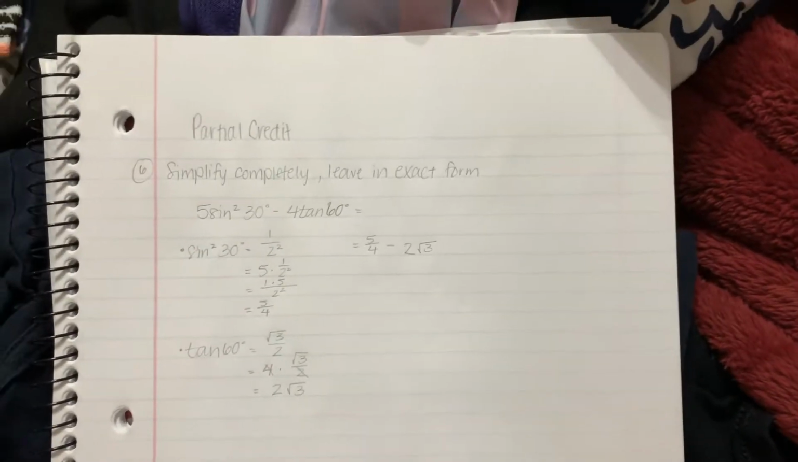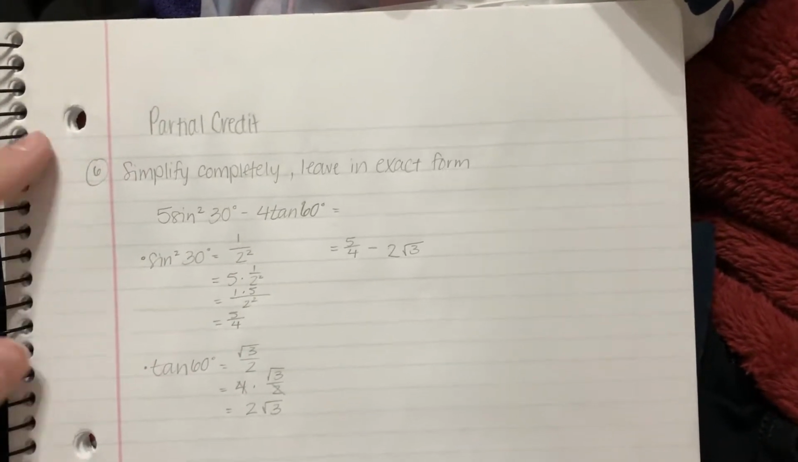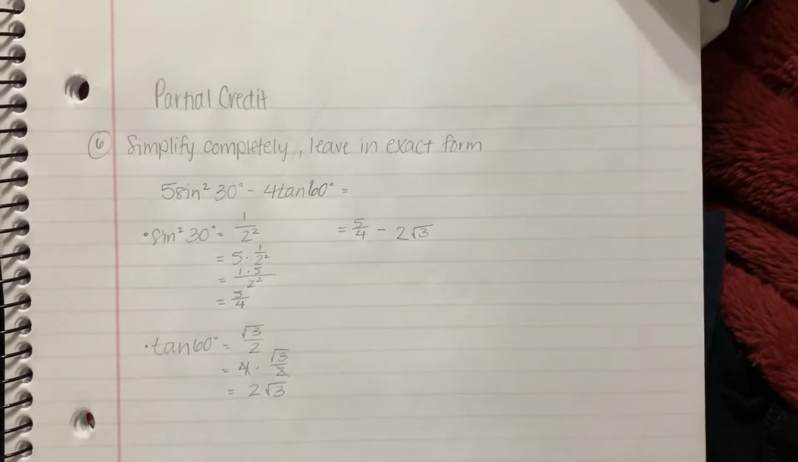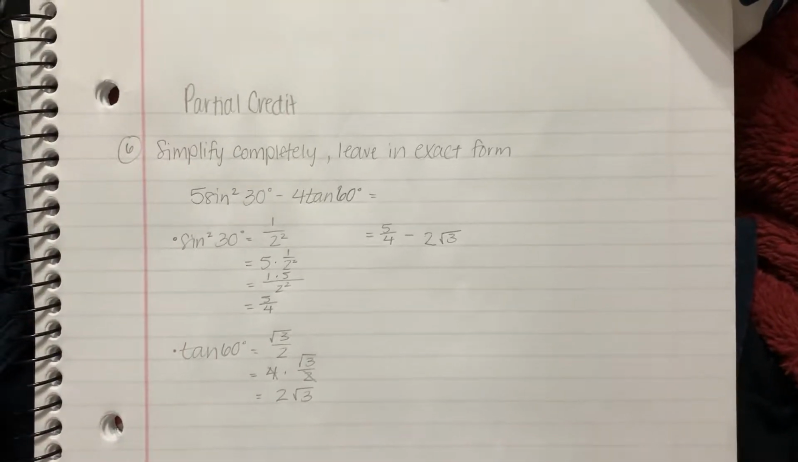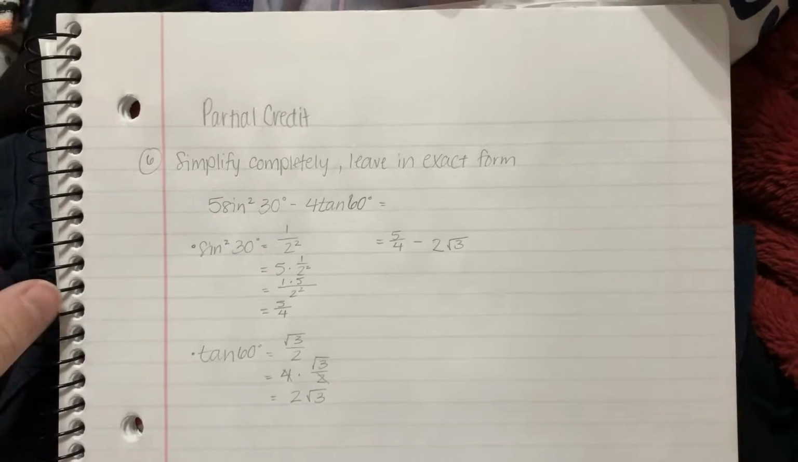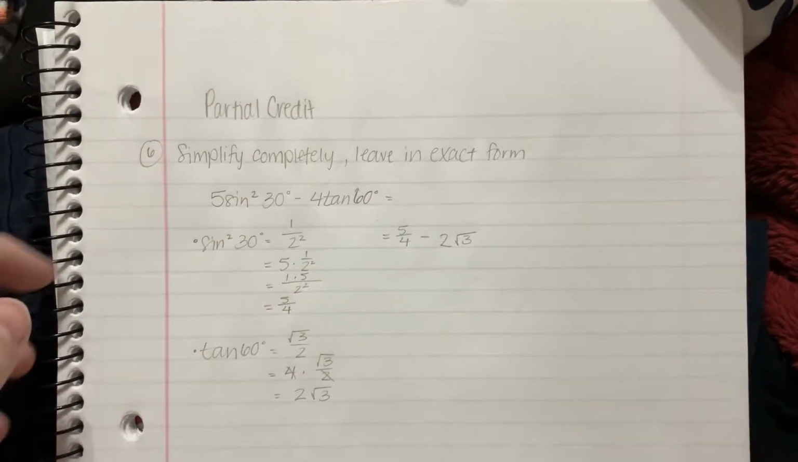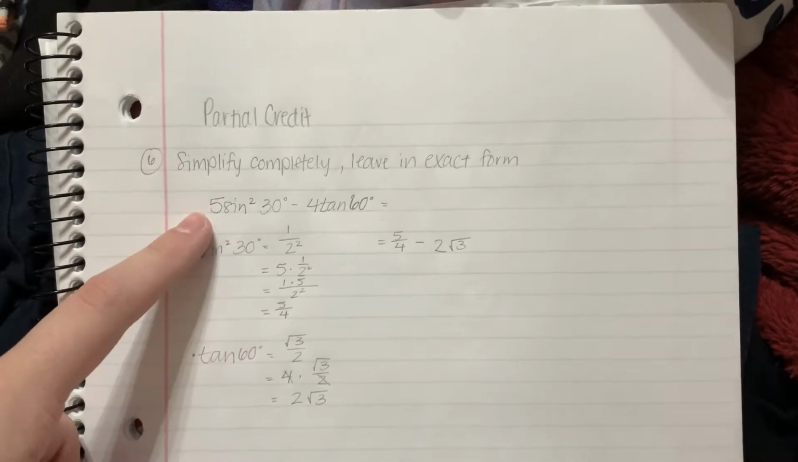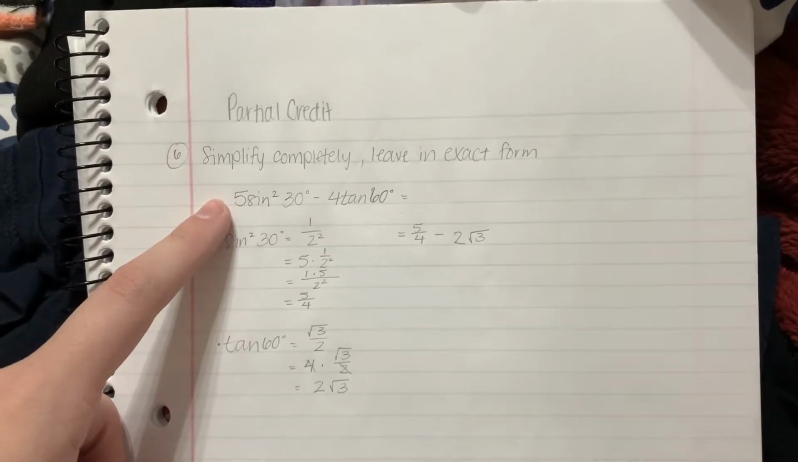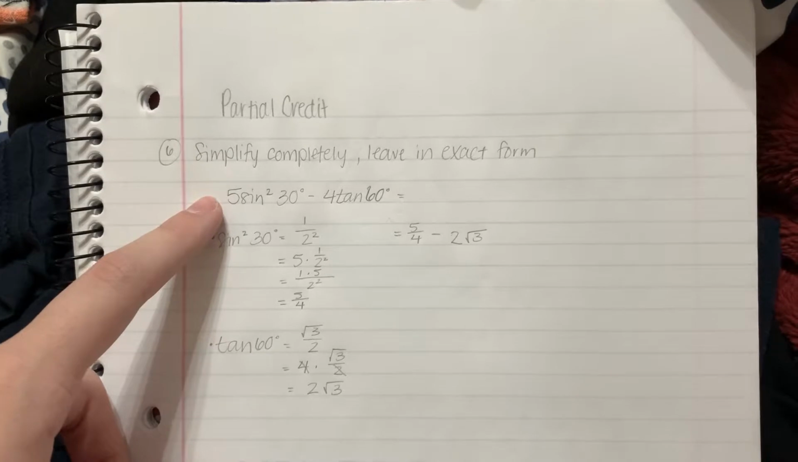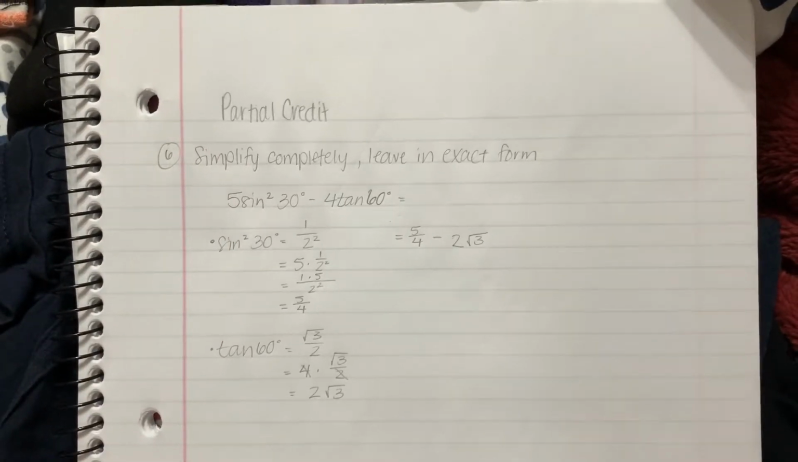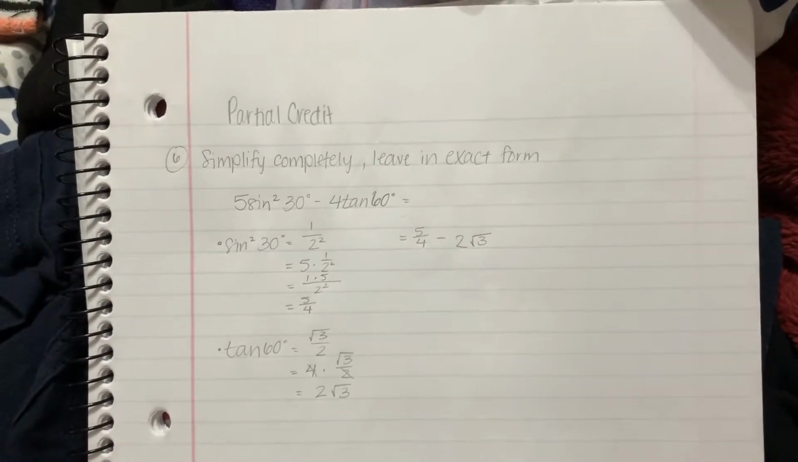So for my partial credit, I got number 6 and number 12, which I'll do in a second. But for number 6, I realized I didn't answer it at all. I just left it just like this. I realized that once I got to the question, I didn't really understand what I was supposed to do. And then I realized that I didn't know the 30, 60, 90 triangle like I thought I did.